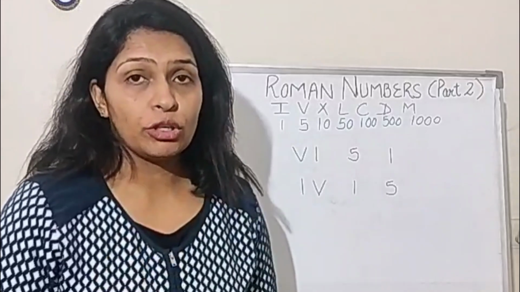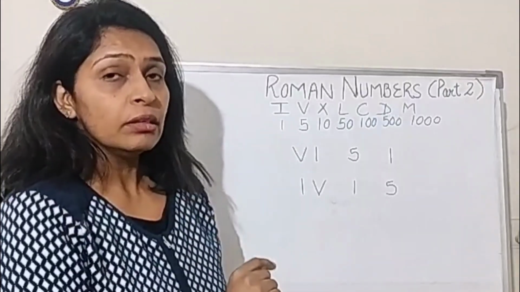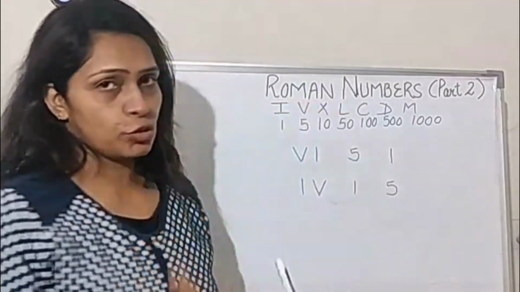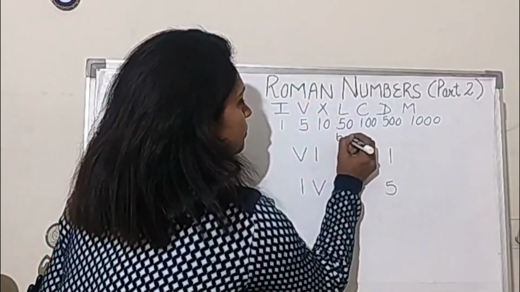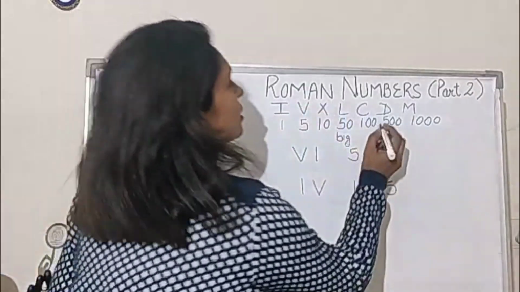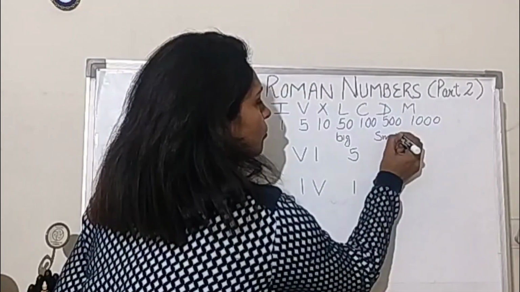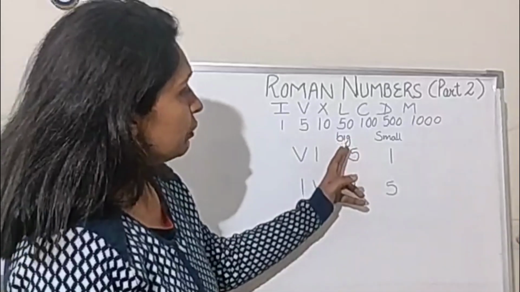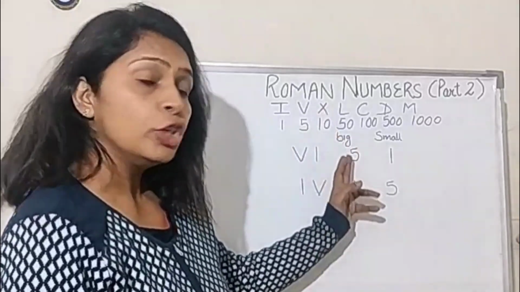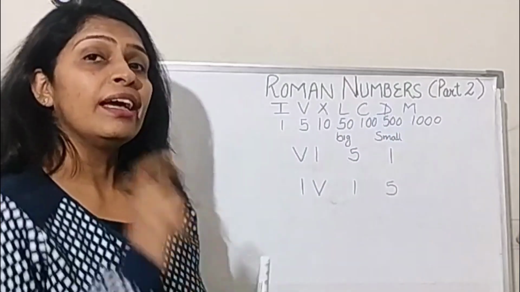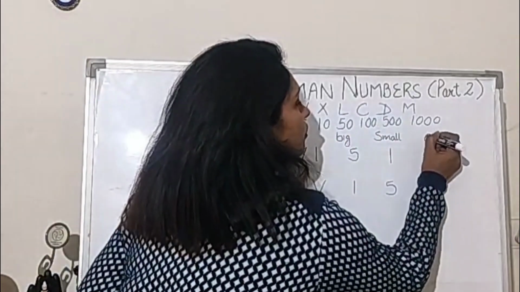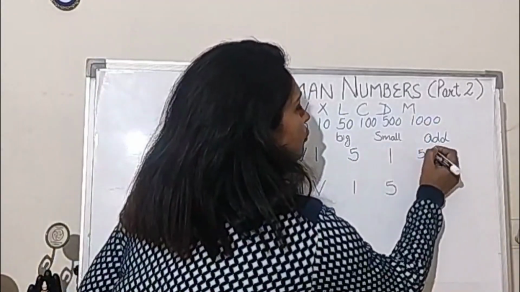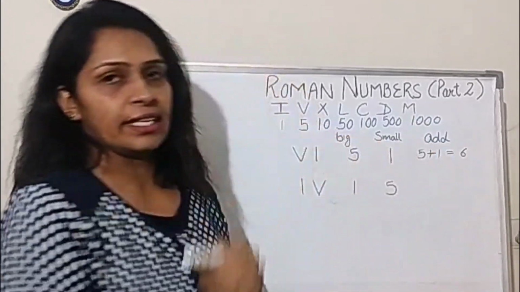So this is a very, very important rule and I want everyone's attention here. See what happens. 5 is a big number and 1 is a small number. There is a basic rule in Roman numerals: whenever we go from a big number to a small number, we add them. Which means I have to write 5 plus 1, which is 6.